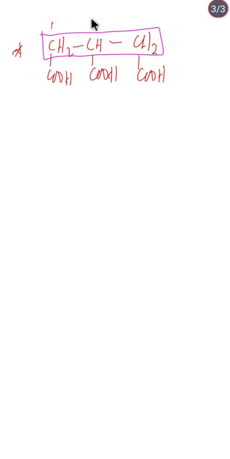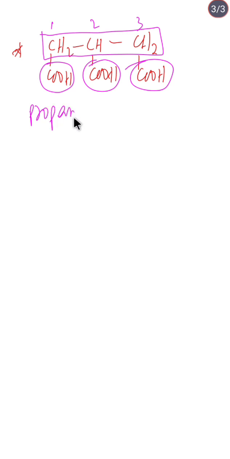So this is 1, 2, 3. So this C is not counted in numbering, but still these are our principal functional group. So this is to be named as propane 1, 2, 3 tricarboxylic acid.